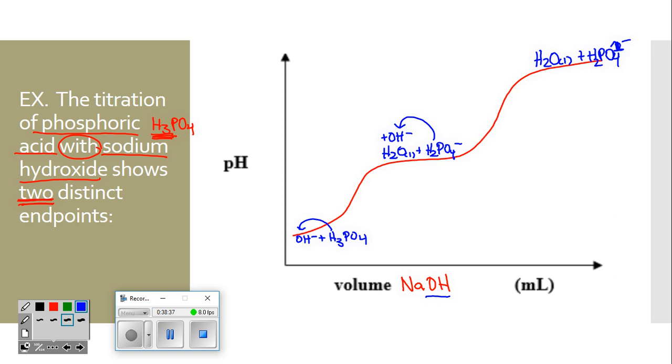No, I was right the first time. HPO4, 2 negative. Let's just rewrite it. Now, technically, if you look at HPO4, 2 negative, it has a hydrogen. And you might think, well, it has a hydrogen, should be able to donate that hydrogen. But because the question told you there were 2 endpoints, it's telling you that that third reaction isn't going to happen. There's not enough strength in that acid left to have a quantitative proton transfer. So even though you could maybe have seen 3 endpoints, you're only seeing 2.